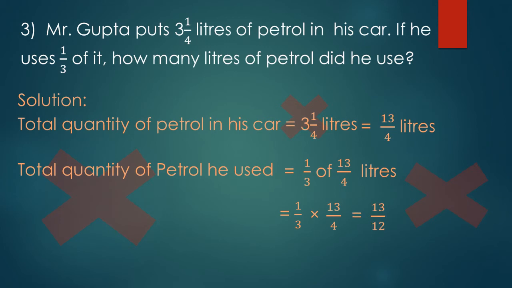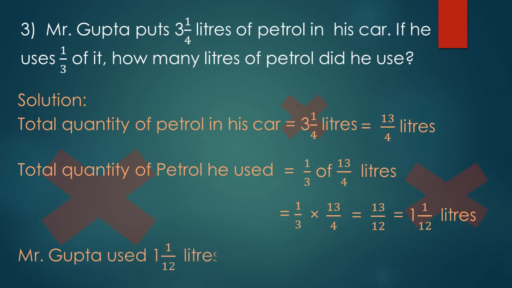But 13 upon 12 is an improper fraction. So first we convert it into a mixed number, and everyone knows how we will convert it into a mixed number. So the answer is 1 1 upon 12 liters. And the last statement is Mr. Gupta used 1 1 upon 12 liters of petrol in his car.